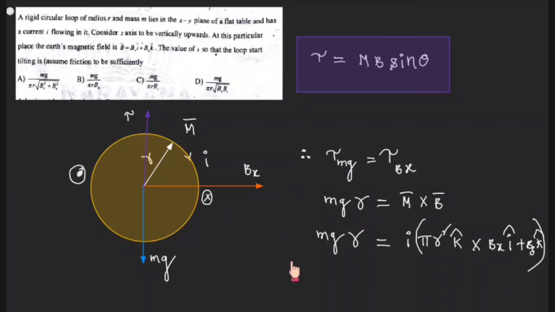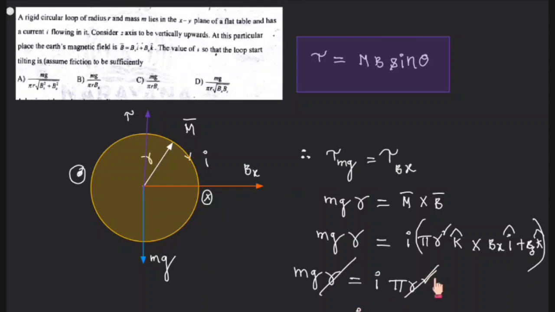So answer will be like, 1 second, I will do it. So mgr will be equal to, this can be written as the current here, right? This is the current, so this pi r square, and this is acting in, this can be written as how much is it? I is I, pi r square is pi r square only, k cap cross k cap, this will be 0, and k cap cross I cap, under the same hypothesis, so you could say I into pi r square here, so this r gets cancelled.